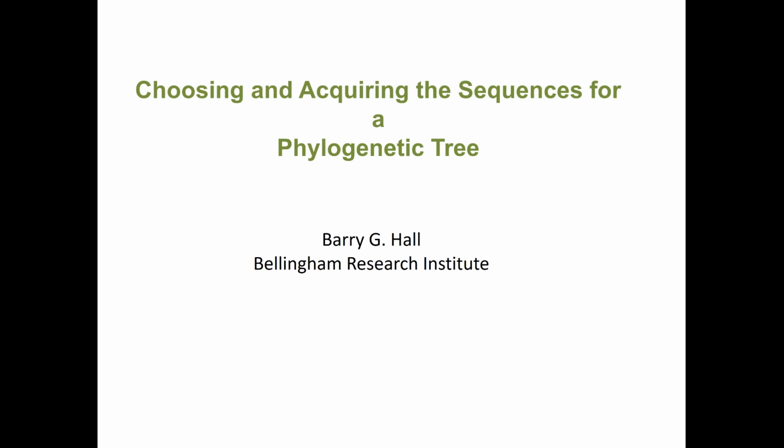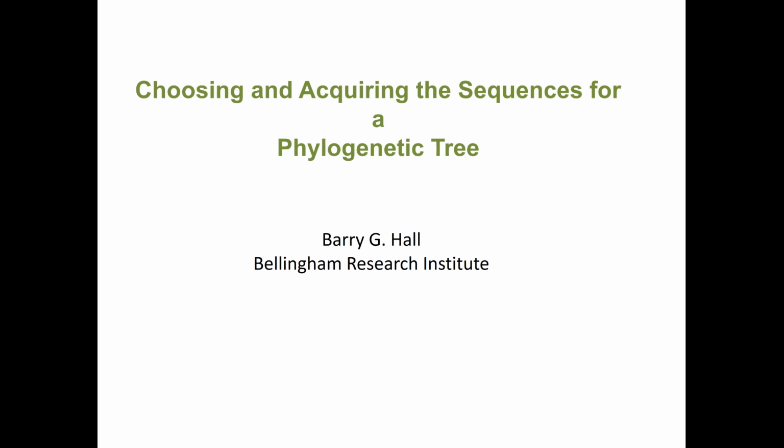The purpose of this talk is to walk you through the process of choosing and acquiring the sequences that you're going to use to make a phylogenetic tree. That's the necessary first step in making any tree: you have to choose the sequences. Not only is it the first step, it is the most difficult part of making a phylogenetic tree, and it's the most time-consuming part. And the reason it's most difficult is because in order to choose the sequences, you have to know why you're making that tree.